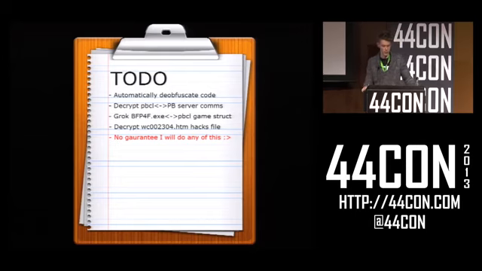Decrypting the PBCL to the PB server. So the game client, while PunkBuster doesn't communicate with EvenBalance's services, PBCL does. And they have, again, their own custom encryption algorithm for that. I've identified where it is. I know how the key is generated, but I haven't created the tool to automatically decrypt it yet.